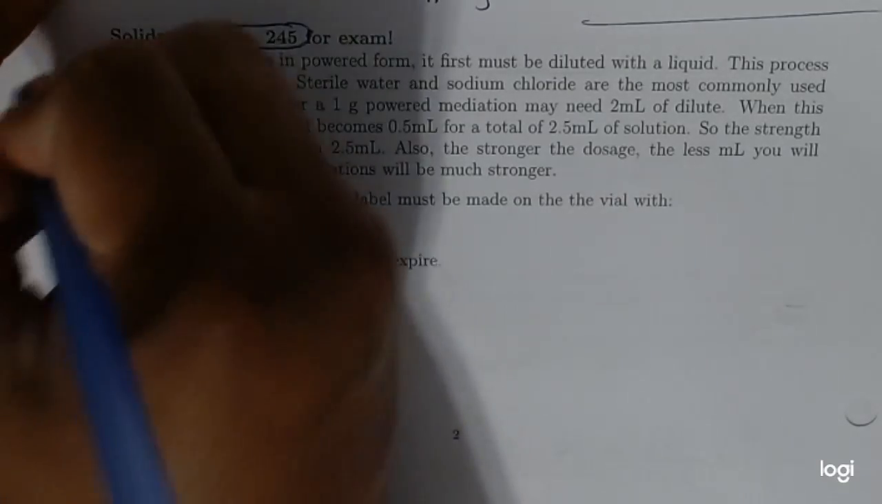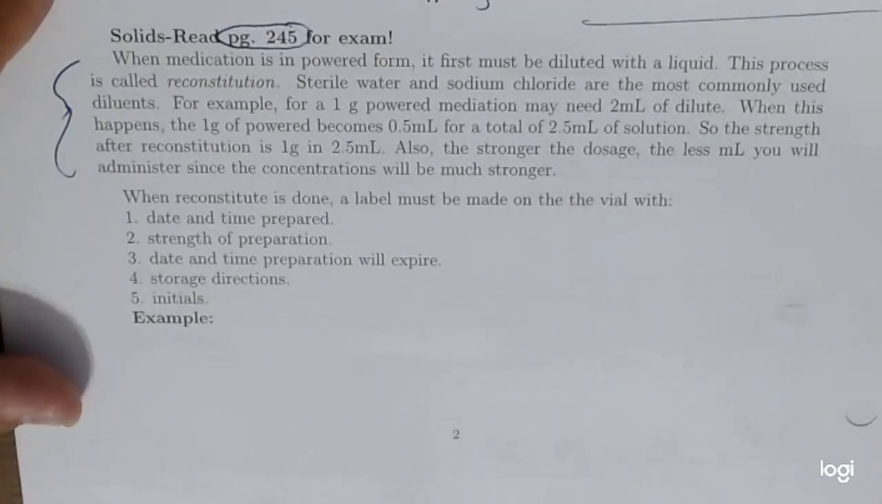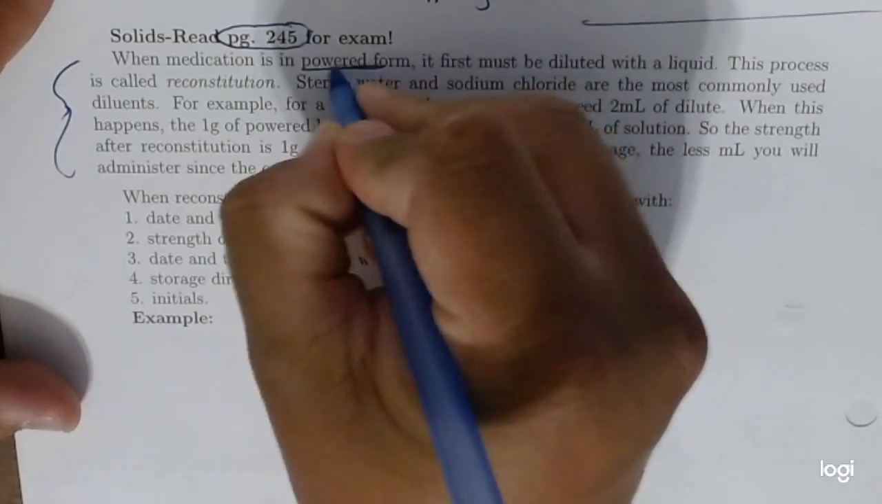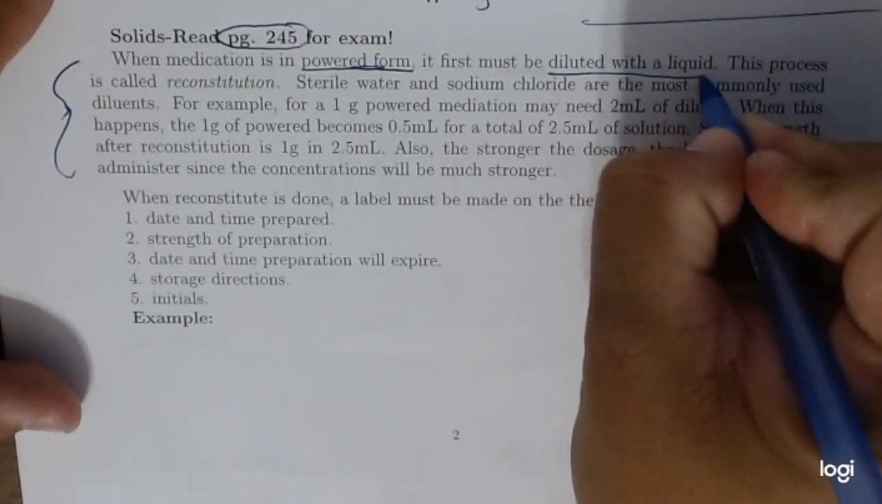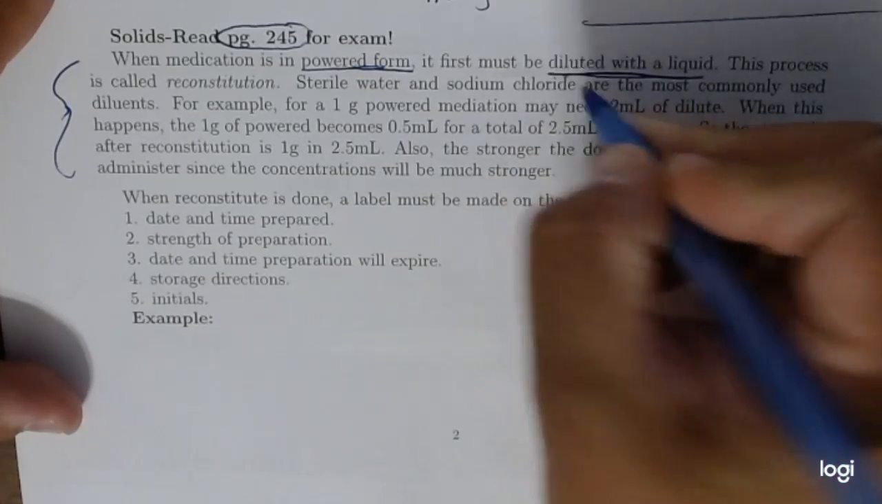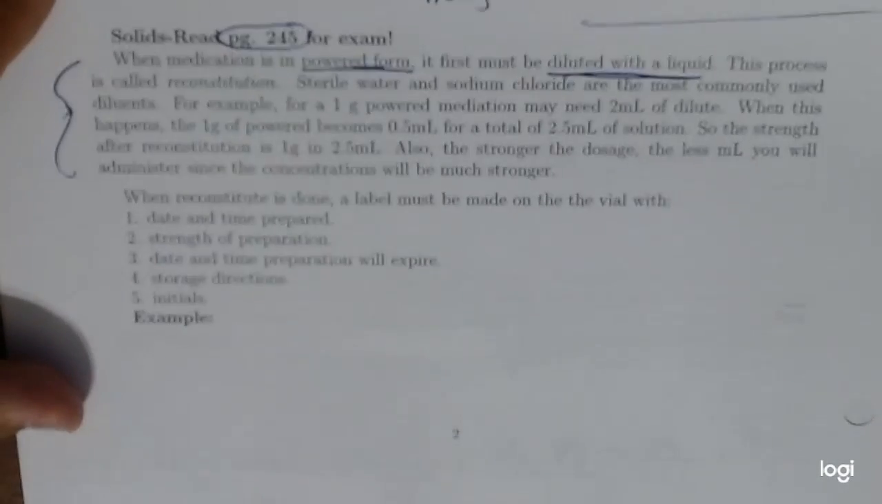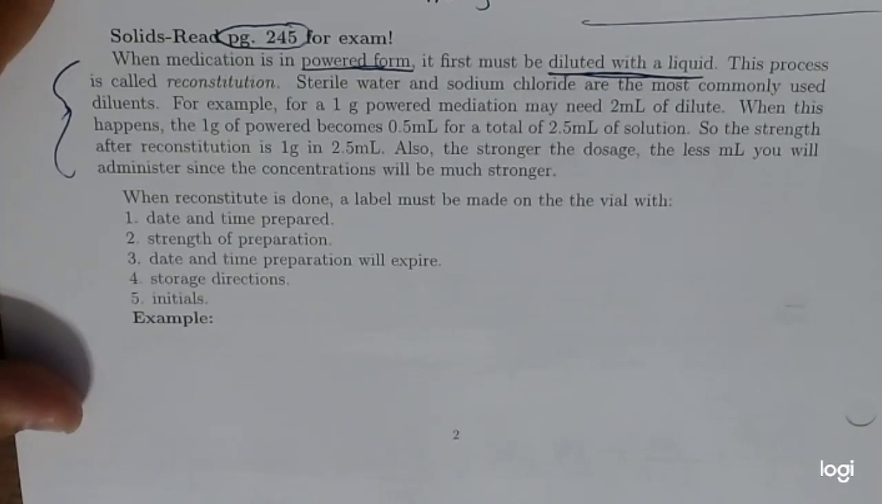Next thing we're going to talk about is something called reconstitution. When medication is in powder form, again, key thing, only when it's in powder form, the first thing we do is dilute with a liquid. We talked about this in chapter 8, right? Diluting with liquids, the strength of the drug. So it's very similar. This process is called reconstitution.